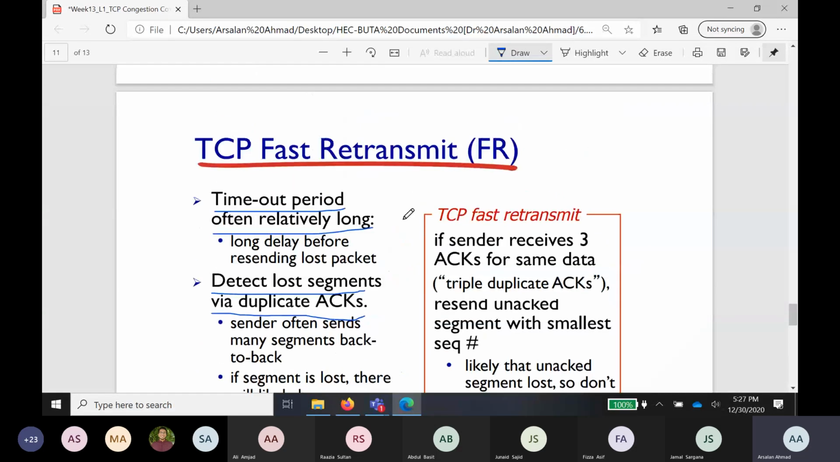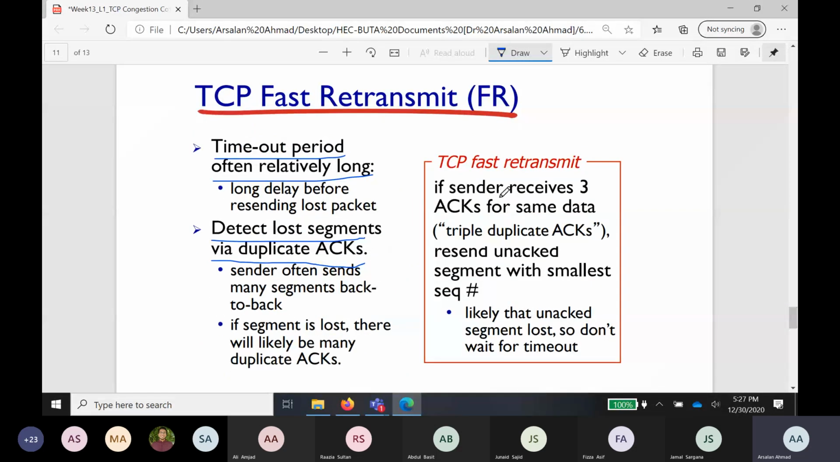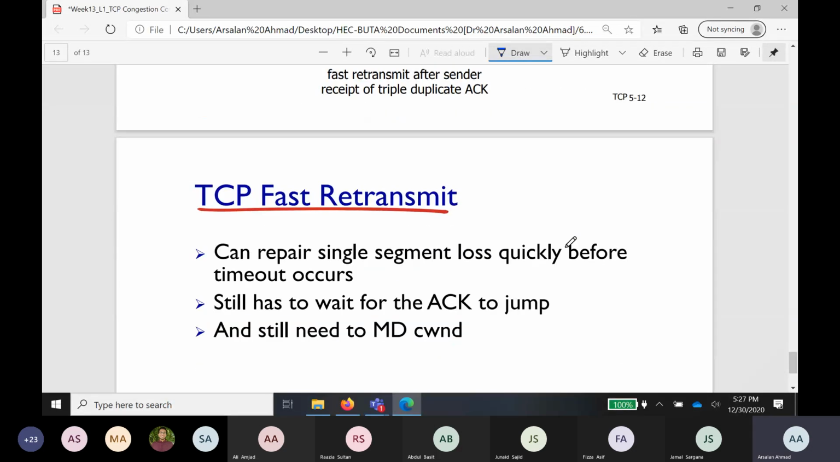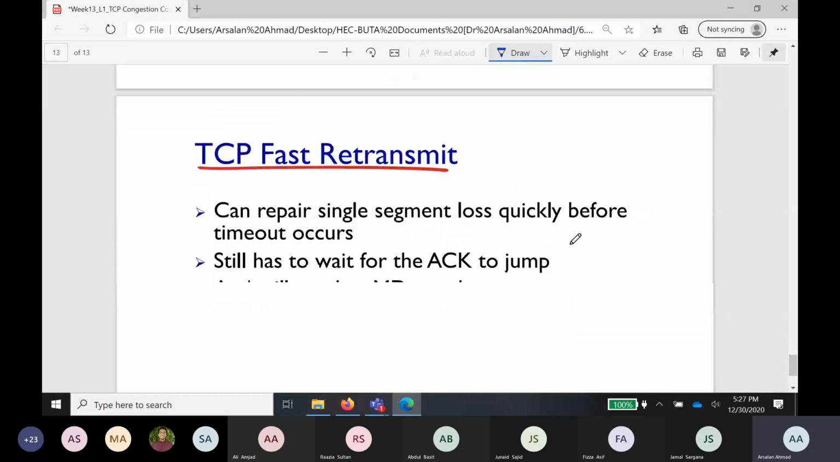So that's what the rule says over here. If the sender receives 3 duplicate acknowledgements for the same data, it will resend the unacknowledged segment with the smallest sequence number, because it is highly likely that the unacked segment has been lost. So why should I wait for the timeout, which is a slightly longer duration? So this is the technique of fast retransmit.